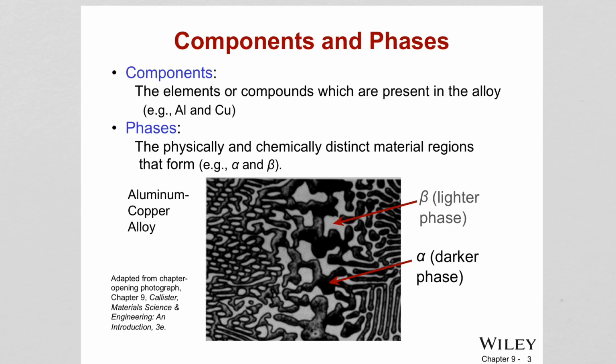And in this microscopic image, we are given the structure of an aluminum copper alloy, and we are seeing two different phases because they are basically physically different. One of them is called alpha, the darker phase, and beta, which is the lighter phase. Both are solid solutions of aluminum and copper. Overall, the system has two components and two phases.